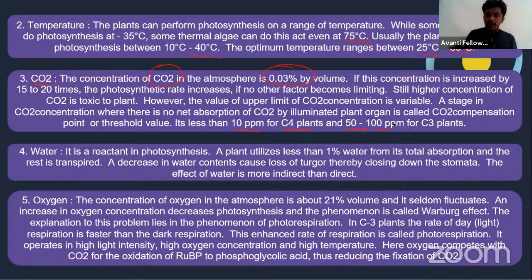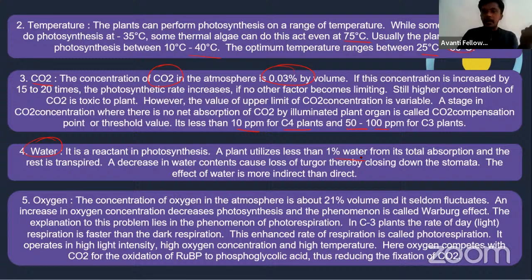Next one is water. Water is also very, very important for photosynthesis because photolysis is one of the important reactions that happens during the light reactions of photosynthesis. Plants utilize less than 1% of the water they absorb for the process of photosynthesis. The rest, 99% of the water, is lost in the form of transpiration. So water indirectly becomes a factor that affects the rate of photosynthesis.